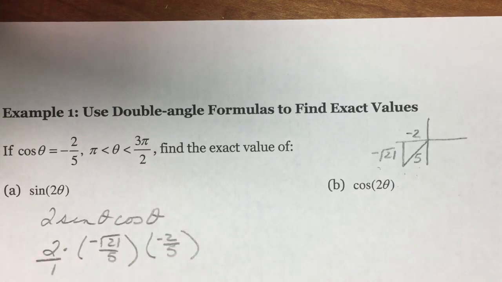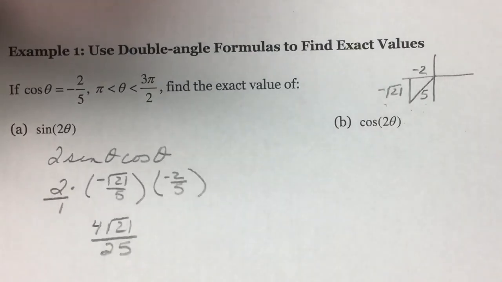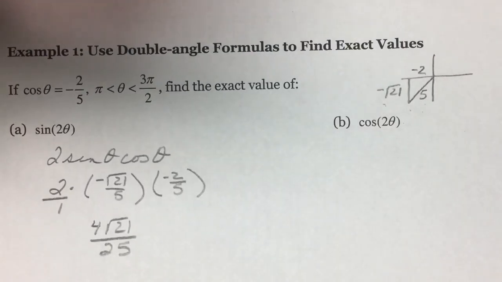If I multiply those together, first of all, it's going to end up to be positive 4 root 21 over 25. And that is the sine of 2 times whatever that theta is. Again, we never find theta. We really don't care. This is just really practice for your identities.